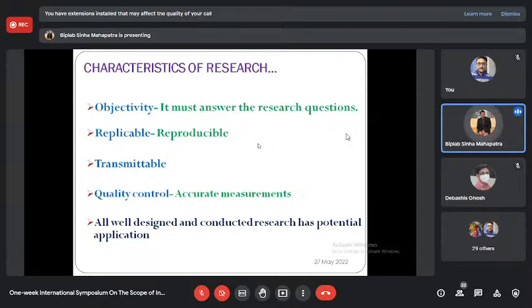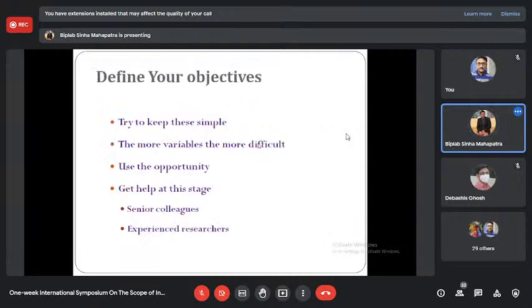Means some of them, very few, have some potential application. Others are all theoretical. Now, to define your objective, you need to keep these things in mind. Try to keep these things very simple. If it is complicated, then it will be difficult to do the research.